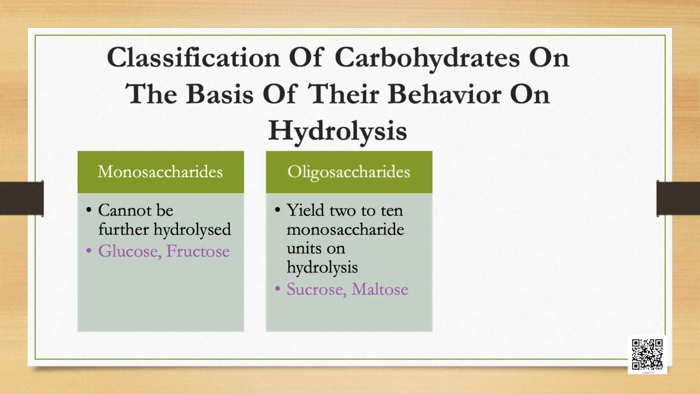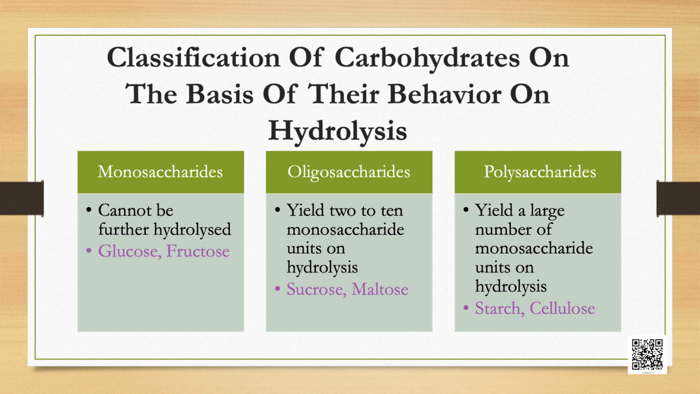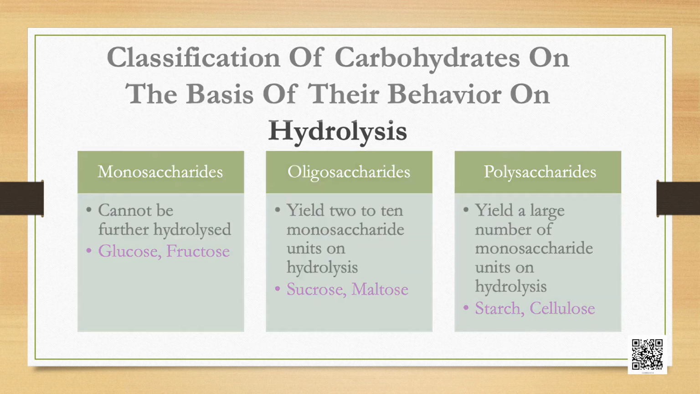Next, oligosaccharides. Carbohydrates that yield 2 to 10 monosaccharide units on hydrolysis are called oligosaccharides. Examples are sucrose and maltose. They are further classified as disaccharides, trisaccharides depending upon the number of monosaccharides they provide on hydrolysis. Third, polysaccharides. Carbohydrates which yield a large number of monosaccharide units on hydrolysis are called polysaccharides. Examples are starch and cellulose.